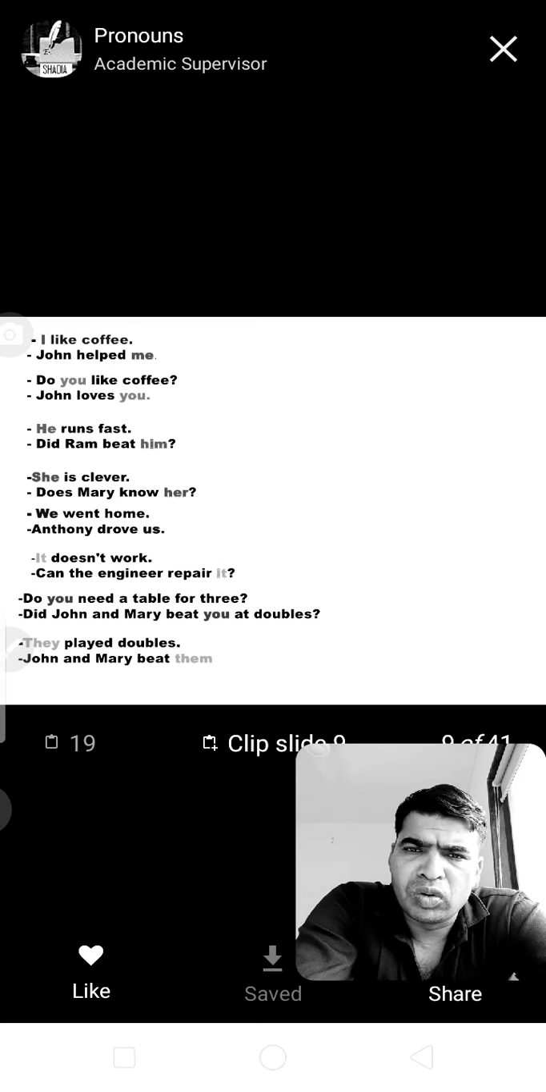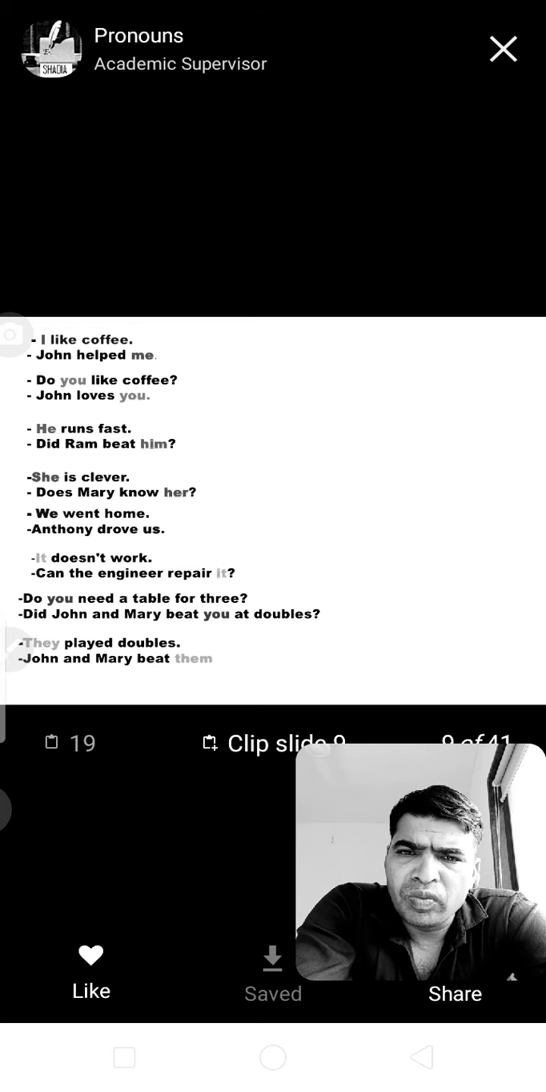Further we can see examples of personal pronouns. I like coffee. John helped me. Here in the sentence the subject I becomes object me. Do you like coffee? John loves you. So in the first sentence, do you like coffee? Personal pronoun. John loves you, also a personal pronoun. He runs fast. Did Ram beat him? He becomes him. She is clever. Does Mary know her? She becomes her.